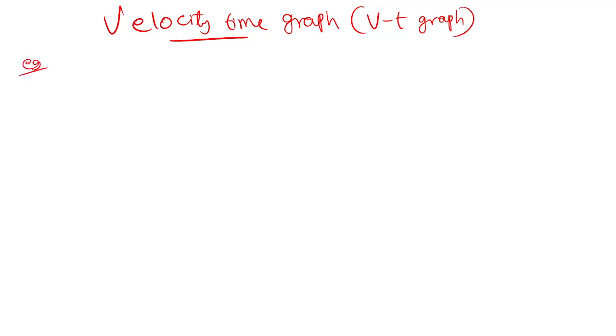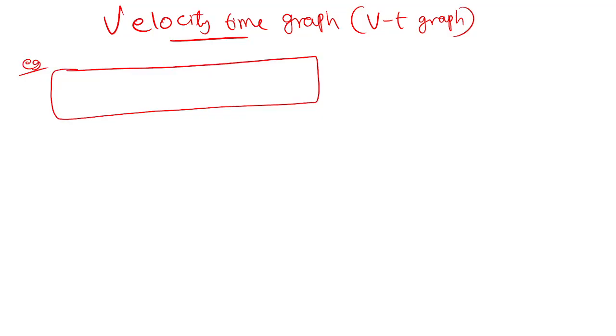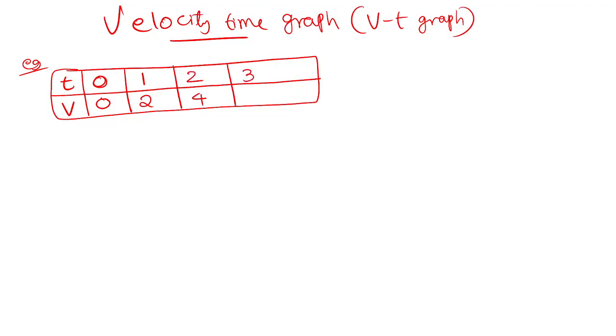Example: a body is moving according to this rule. Just an example, okay? Without an example, how can you understand? The time and velocity are given. Time 0, velocity 0. When time 1, velocity 2. When time 2, velocity 4. When time 3, velocity 6, etc. Based on this data, we have to draw the velocity time graph.